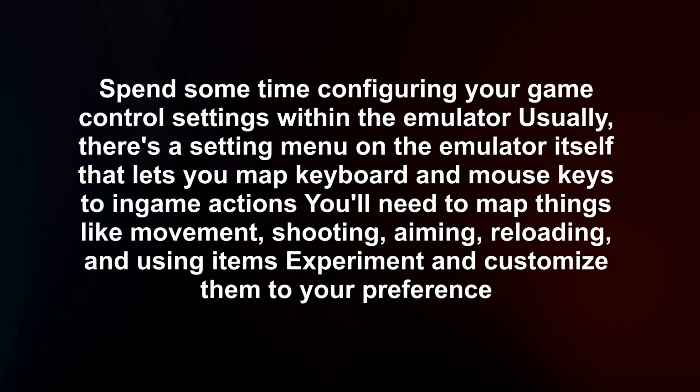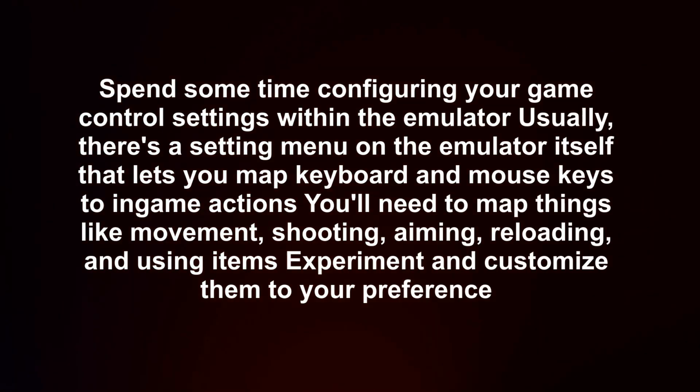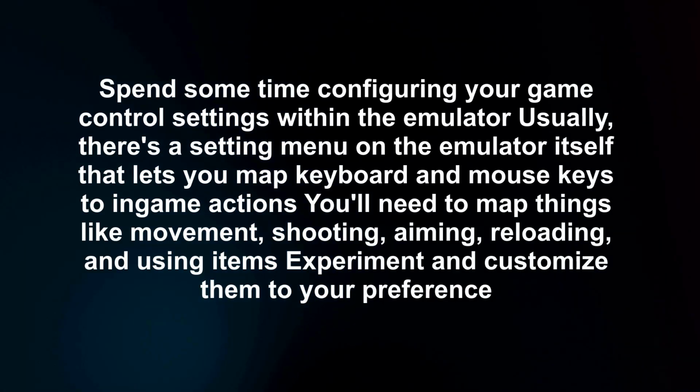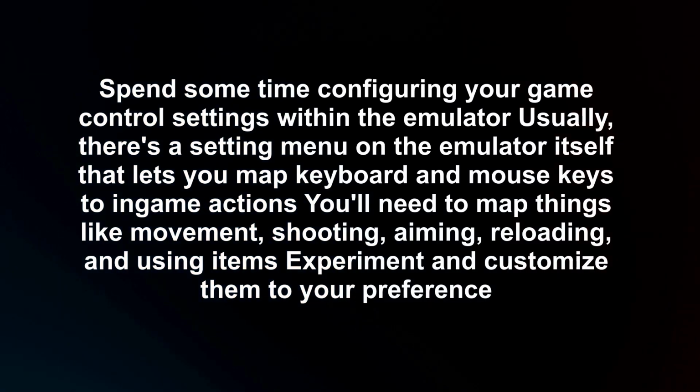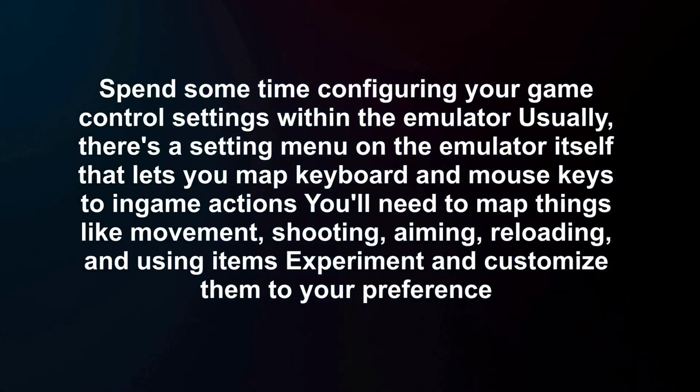Spend some time configuring your game control settings within the emulator. Usually, there's a setting menu on the emulator itself that lets you map keyboard and mouse keys to in-game actions. You'll need to map things like movement, shooting, aiming, reloading, and using items. Experiment and customize them to your preference.